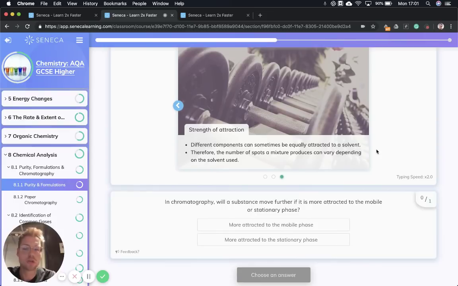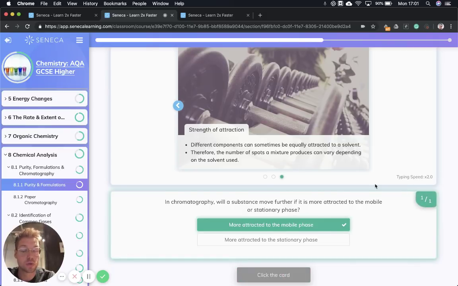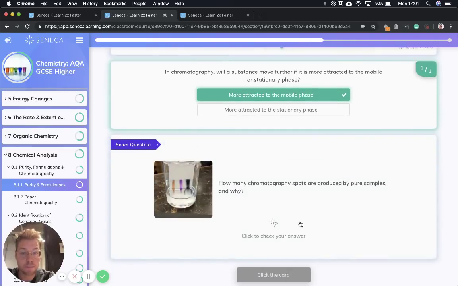I love it. So, quick question. In chromatography, will a substance move further if it is more attracted to the mobile phase or the stationary phase? It's if it's more attracted to the mobile phase, okay? How many chromatography spots are produced by pure samples? This is a nice little exam question. Get you in the zone. Get ready for that exam, okay?